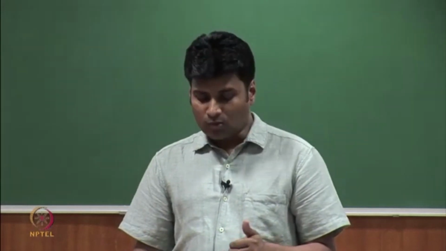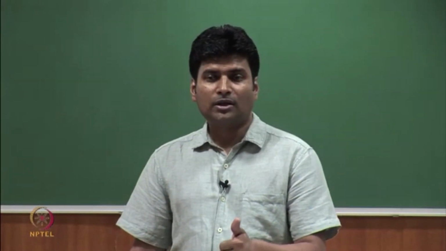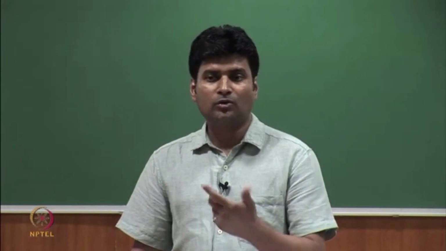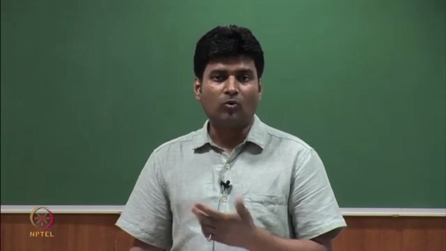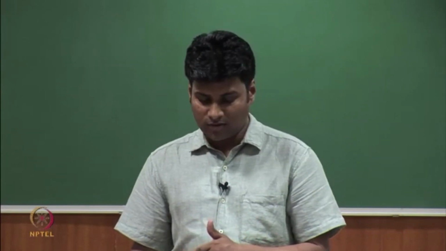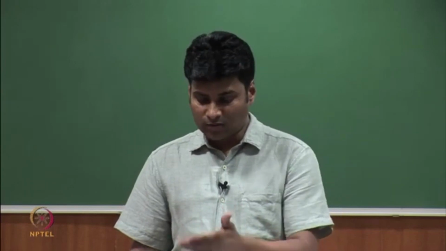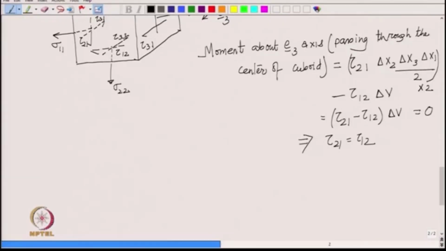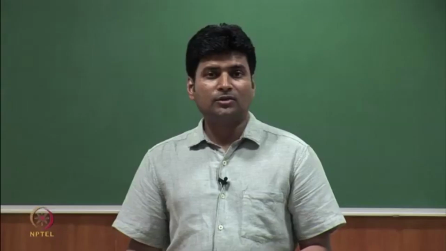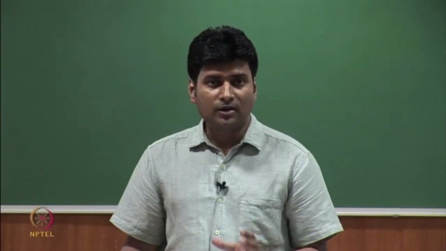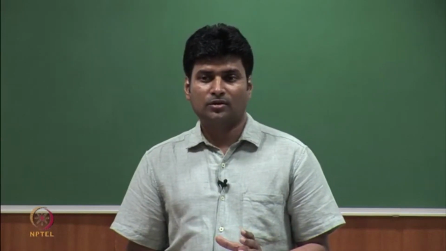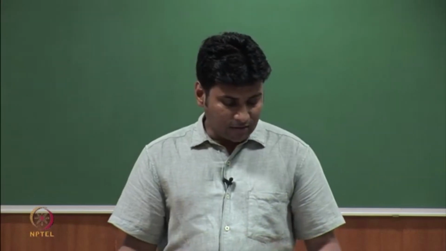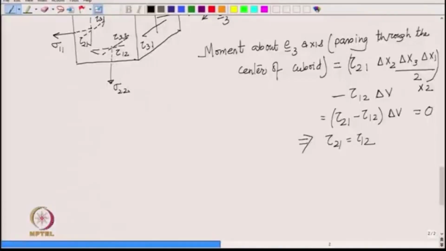Likewise, when you find the moment about E 1 axis, that is going to give you tau 2 3 is equal to tau 3 2, and moment about E 2 axis, that is going to give you tau 1 3 is equal to tau 3 1. Okay. So, that is a simpler derivation giving you the same result finally. So, basically the take home message from here is that the stress matrix or the stress tensor is always going to be symmetric. Okay. And this leads to several simplifications you will see later on.